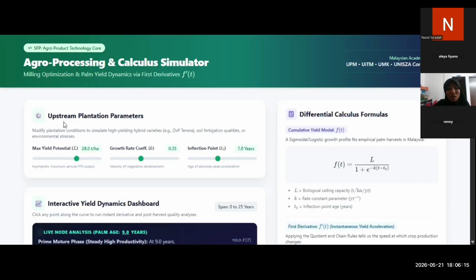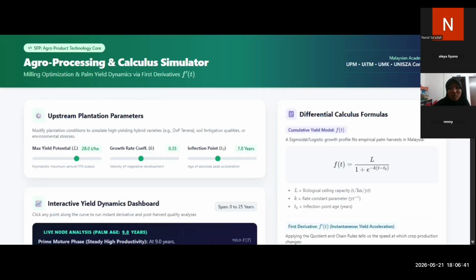First, we look at upstream plantation parameters. The function of this model is to standardize and quantify environmental and biological variables. It ingests critical metrics such as tree age profiles, soil composition, historical weather data, and fertilizer application schedules.